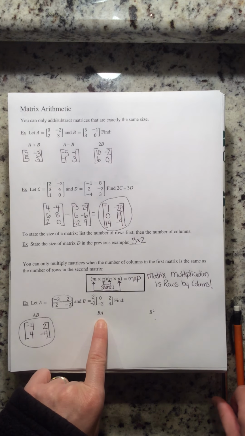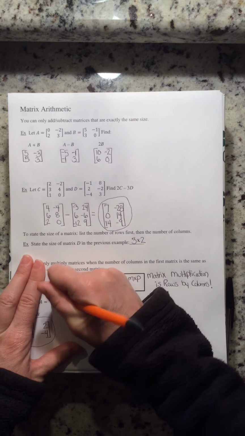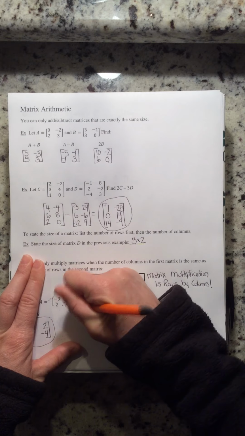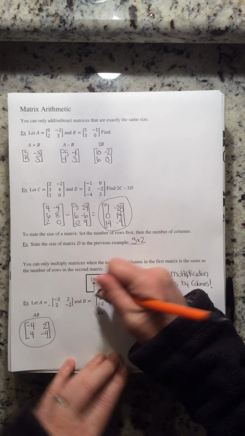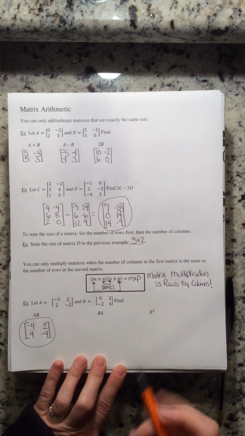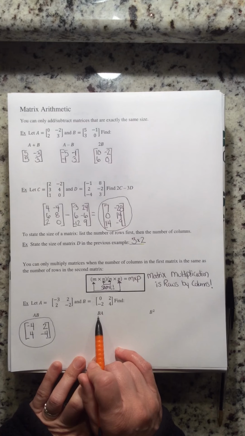Let's go ahead and look at matrix BA next. So I'm going to go ahead and erase everything that we've done up here again. And what's different when we start to talk about matrix BA is now B is my first matrix and A is my second matrix. So I want to multiply the rows of B by the columns of A.